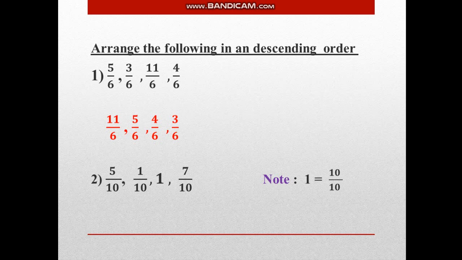Then we look at the numerators and choose the greater number. Why the greater number? Because I want to arrange in descending order. Now, which one is the greater? 5 or 1 or 7 or 10? It's 10, so I write 1 first. Then, which one is the greater? 5 or 1 or 7? It's 7, so I write 7 tenths. And 5 or 1, which is the greater? It's 5, so I write 5 tenths. And the last one is 1 tenth.